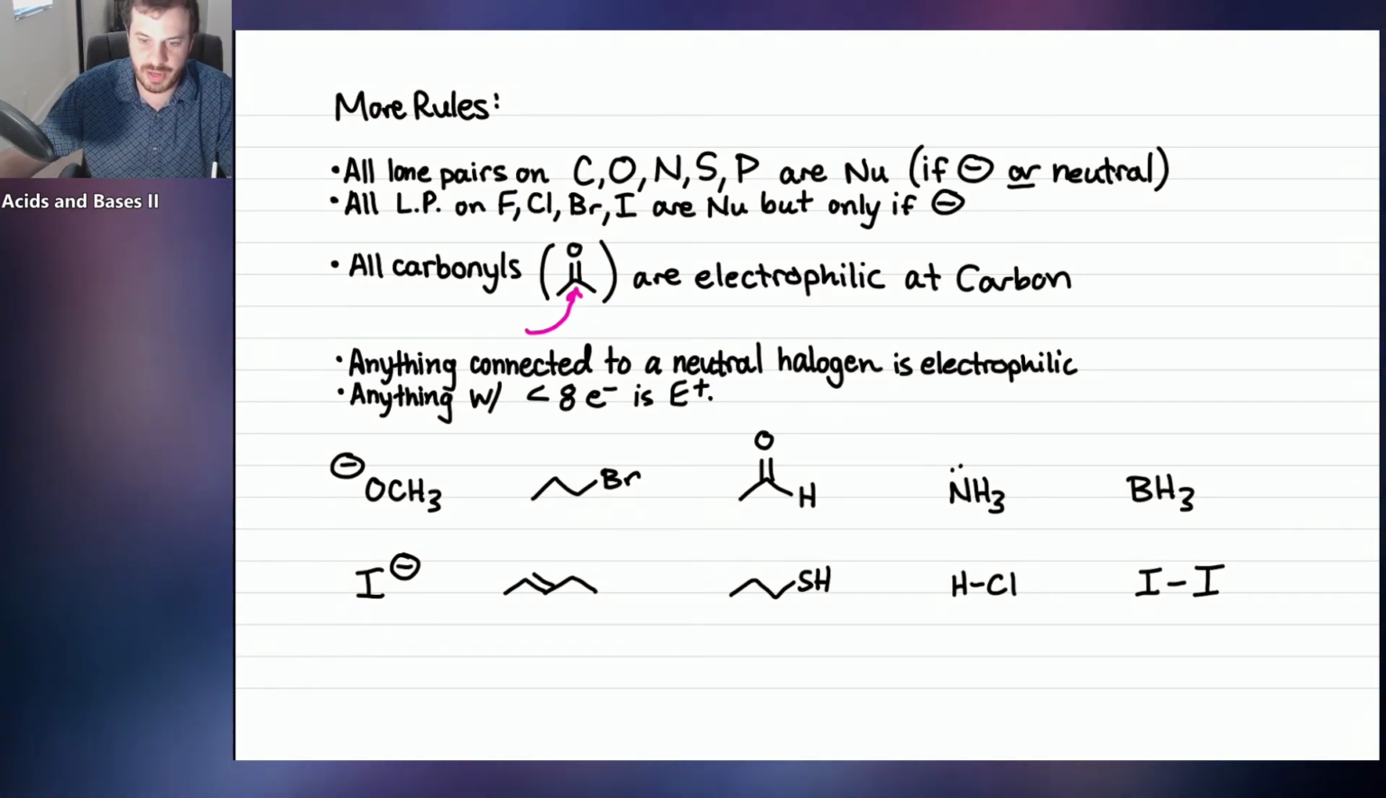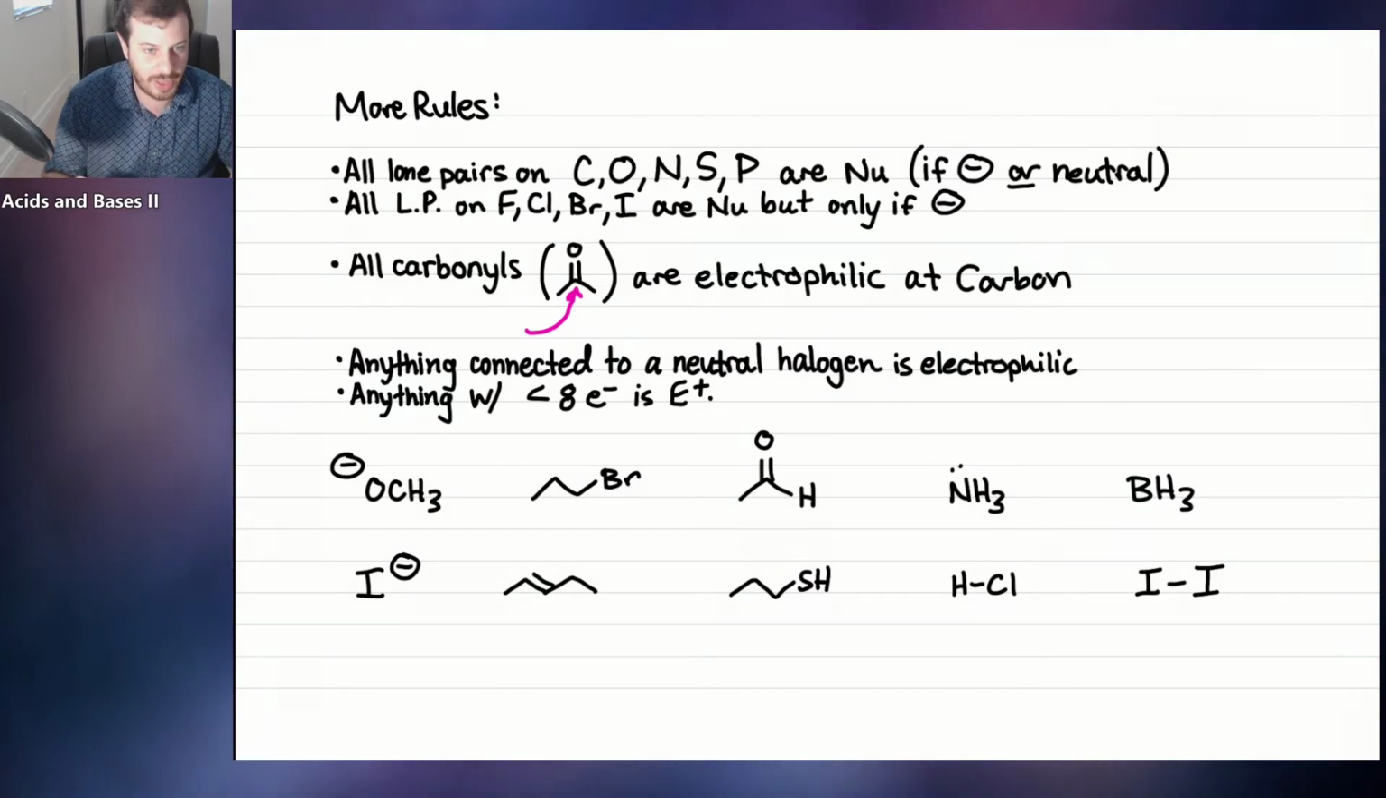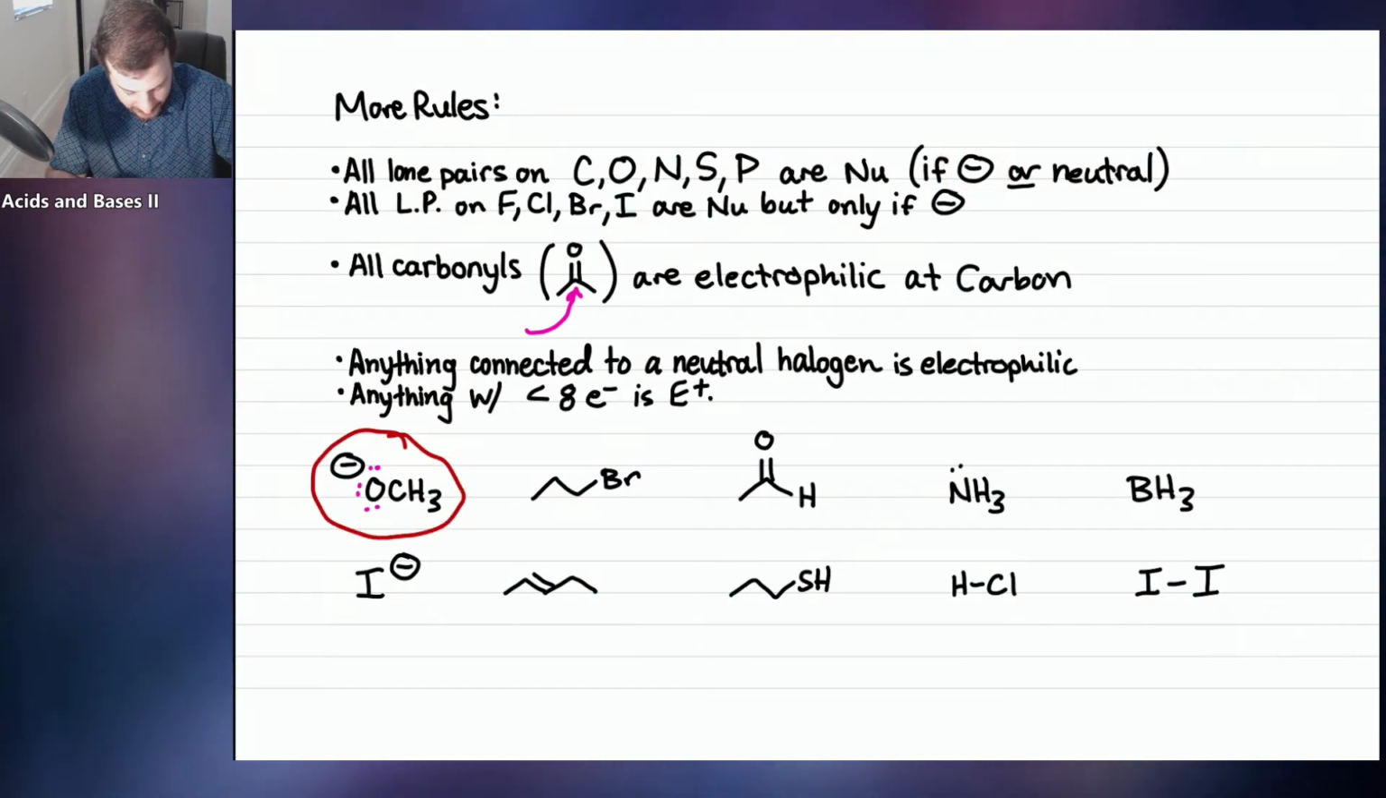So let's go ahead and circle our nucleophile. Let's take a look at the first molecule. First molecule is negatively charged, so that is a huge hint that we have a nucleophile. Almost everything that's negatively charged is going to be a nucleophile, and sure enough, we do have lone pairs on this oxygen. And rule number 1 says that all lone pairs on oxygen are nucleophilic, even if it's neutral, but definitely if it's negative. So we are going to go ahead and circle this as a nucleophile.